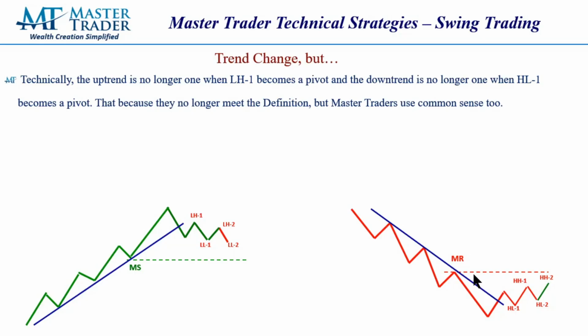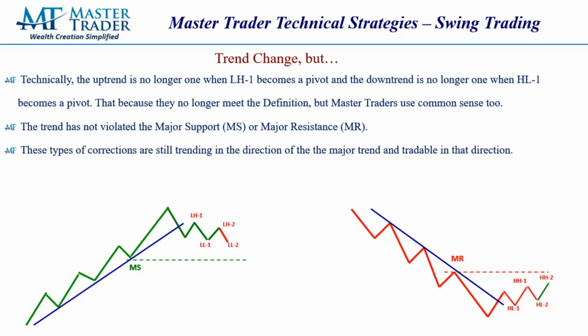So when we start talking about price voids and climactic moves, there will be times where we're going to get this type of scenario of higher highs and higher lows approaching major resistance. And we're going to consider that as a possible selling short point. We've got more work to do before we could go there. And again, I'm planting seeds as to the type of information that we're going to be getting into. So the trend has not been violated here, where it's violated major support or major resistance. So these types of corrections are still trending in the direction of the major trend.